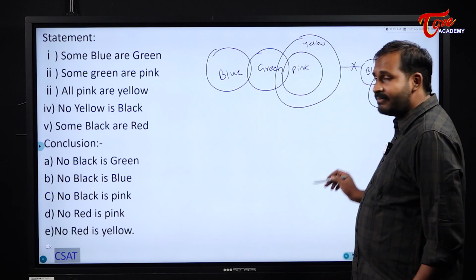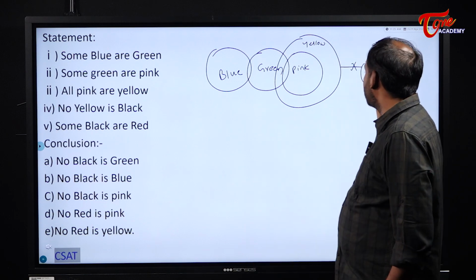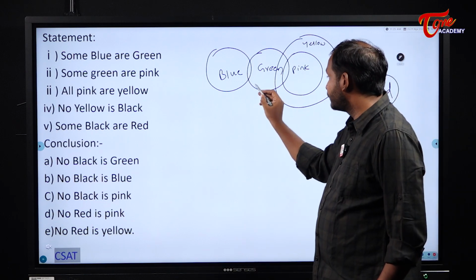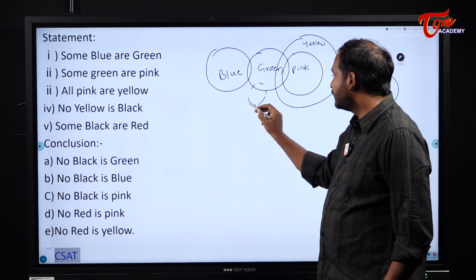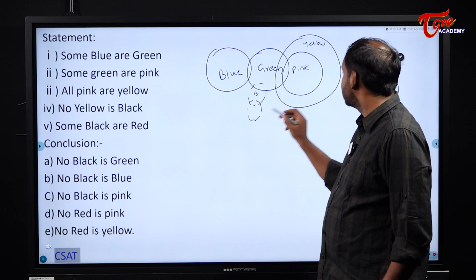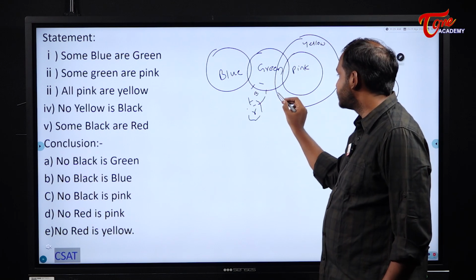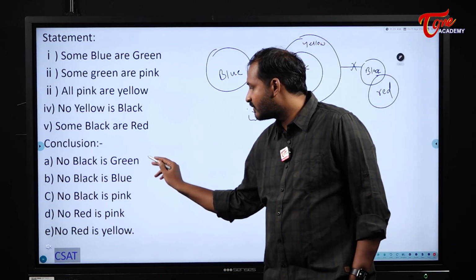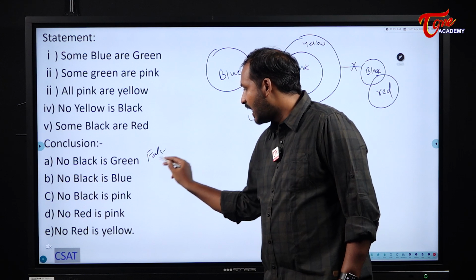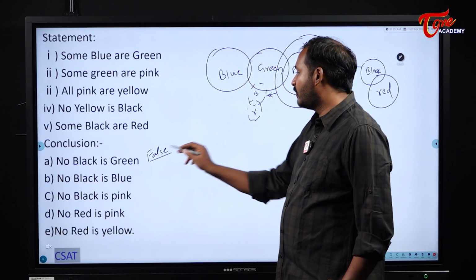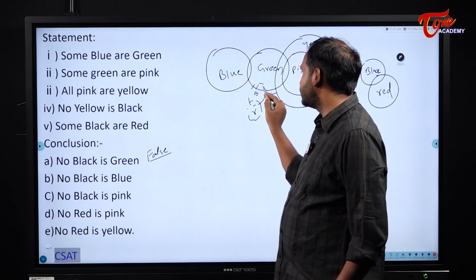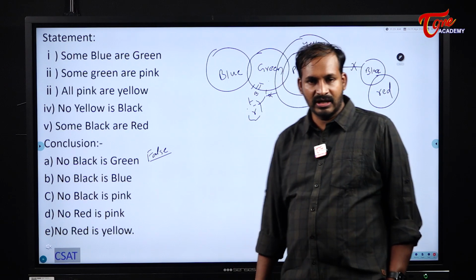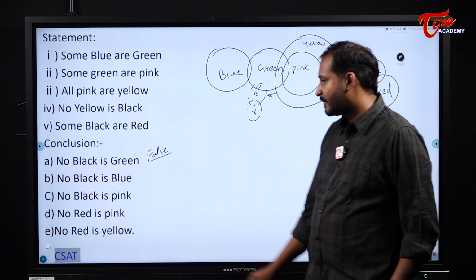But can I make it false? Yes, by drawing an alternate. Now I will draw the black with green. Now tell me one thing. Is there a possibility that black becoming green? Yes, still there is no relation between black and yellow. So this one becomes false. Why? Because I can draw the alternate diagram. No black is green, but actually some black are becoming green. So that becomes false.